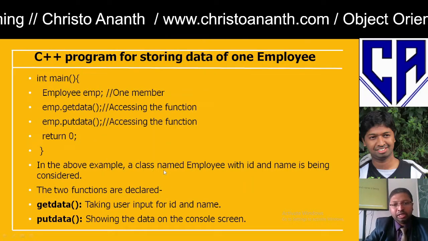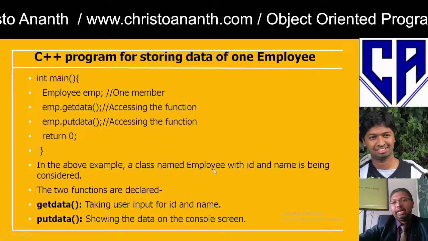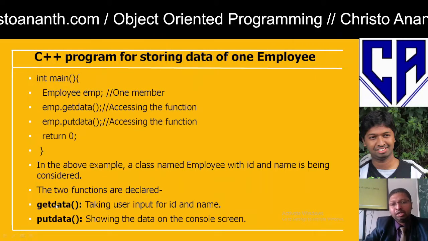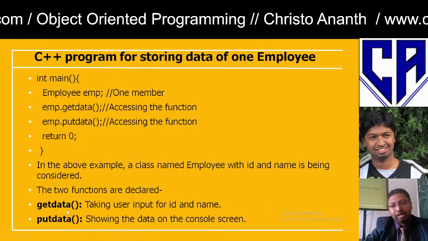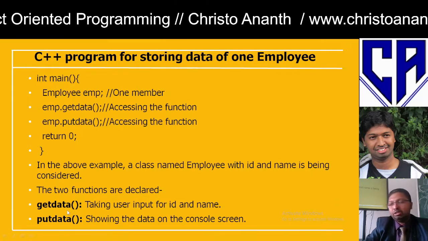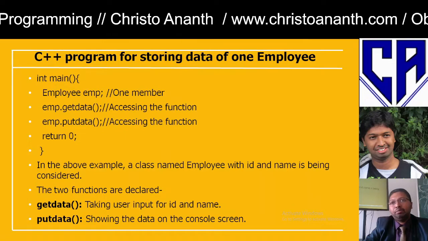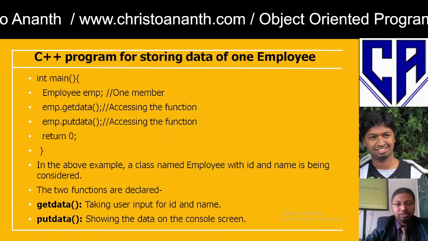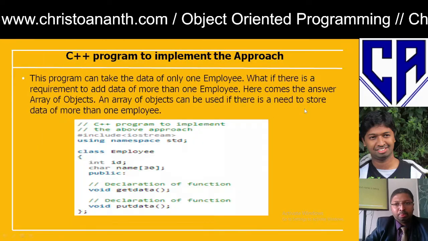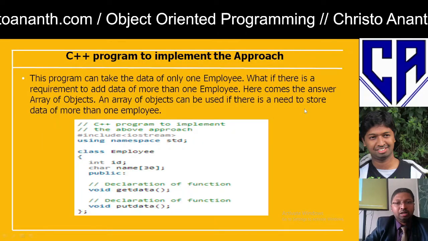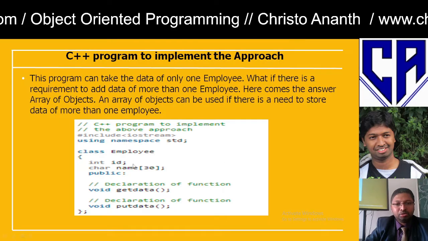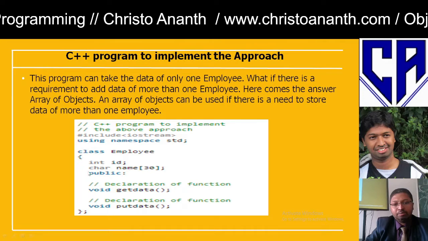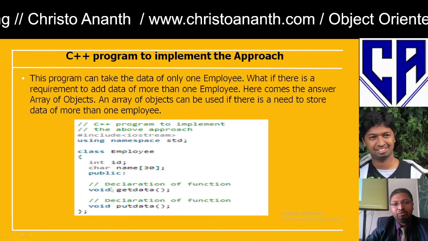So here in the above example, a class named employee with id and name is being considered. We have two functions, get data and put data. Get data means it is going to get the user input like employee id as well as name, and put data is going to print it on the console screen. So this is all about implementing this particular approach: class employee, int id, char name of 30, public, void get data, and void put data.